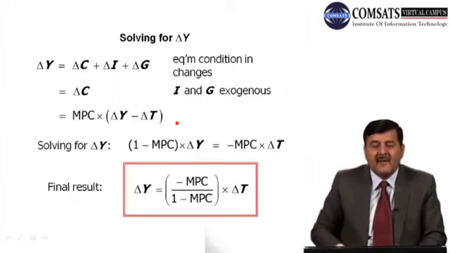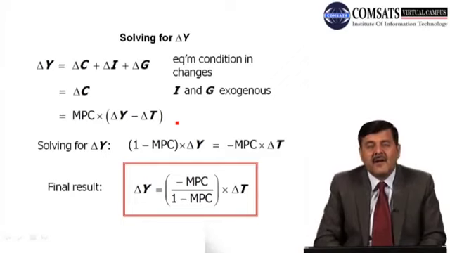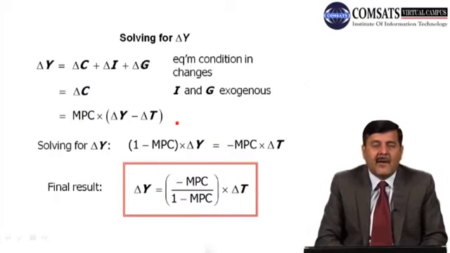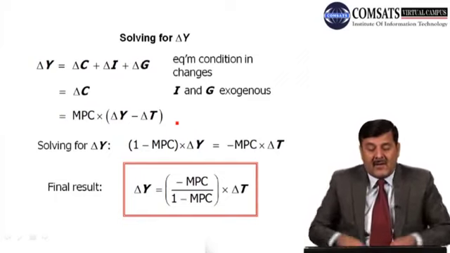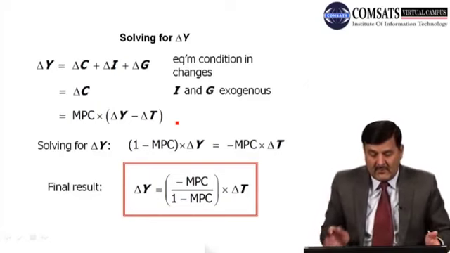Now we can solve this again for delta Y. Delta Y is equal to delta C plus delta I plus delta G. This is the equilibrium condition. And we know that I and G are exogenous here. So delta Y is equal to delta C. Or if we substitute the value of C, as we know that C depends on disposable income, MPC into delta Y minus delta T. Just multiply, delta Y is equal to 1 minus MPC, just multiply this term inside.